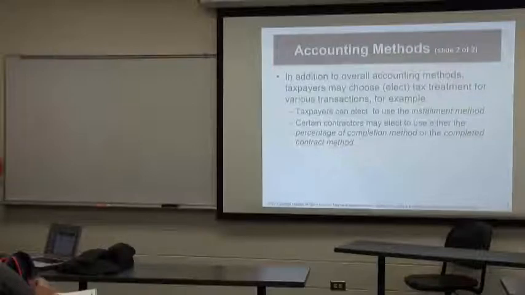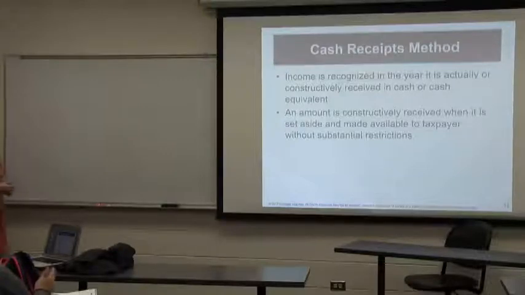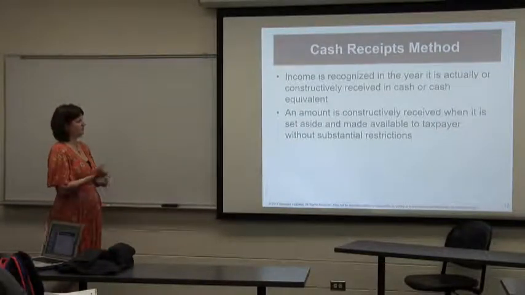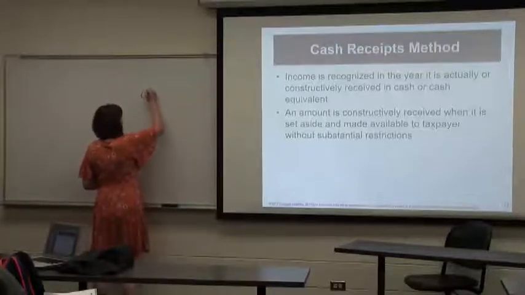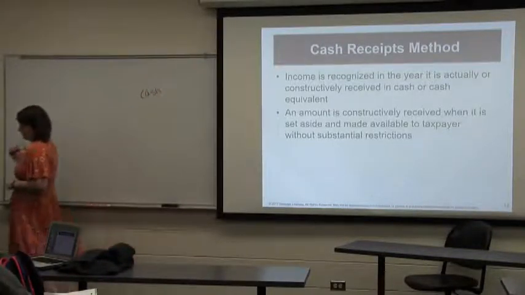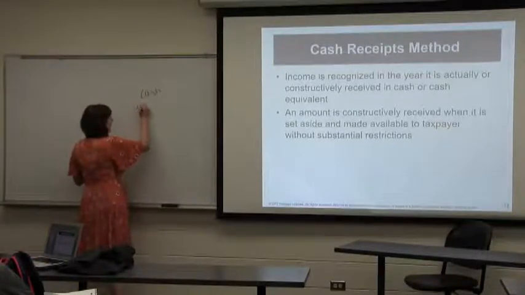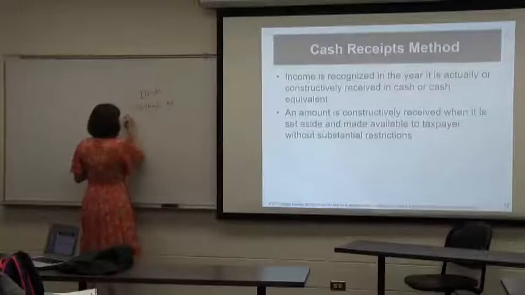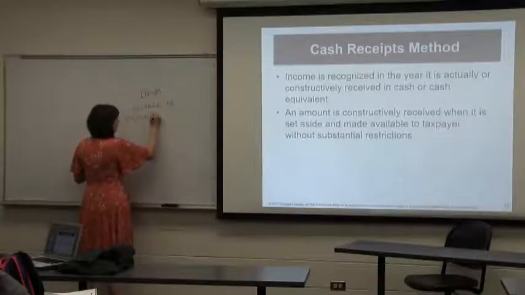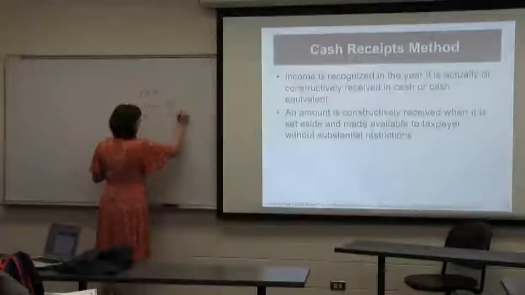Okay. So I want to talk about cash receipts method. With a cash method taxpayer, income is recognized when there is actual or constructive receipt. Cash method. Actual or constructive receipt of income.